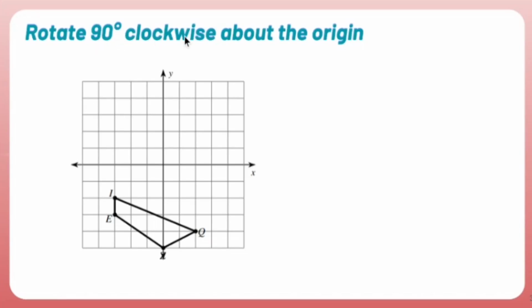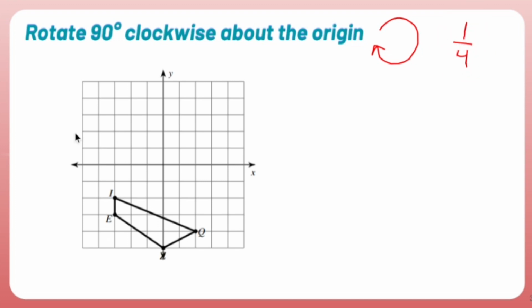Rotate 90 degrees clockwise about the origin. Rotate. That means we're spinning things around. In this case, we're spinning it around clockwise, which goes like a regular clock goes like that. When you spin something, usually, not all the time, but usually you either go 90, 180, or 270. 90 is 1/4 of an entire circle. So it's important that we know that 90 degrees is 1/4 of the spin.